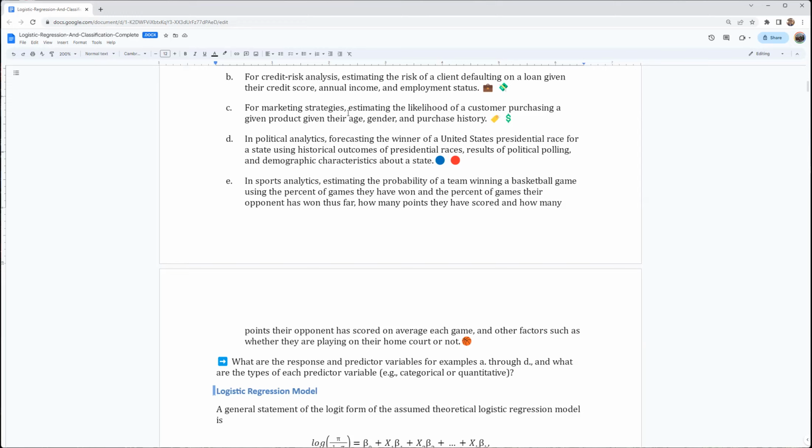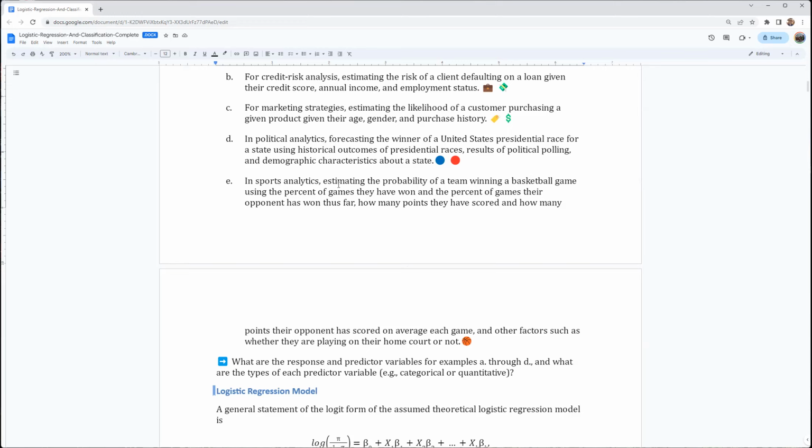For political elections, it's always of interest. Many people are interested in forecasting who the winner will be of political races. So, very high profile example, forecasting the winner of a United States presidential race for a given state, right? Forecasting this is of interest to people for a variety of reasons. And so, often a good predictor of who's going to win is who has won that state historically, which party, the results of more recent political polls, and demographic characteristics about a state.